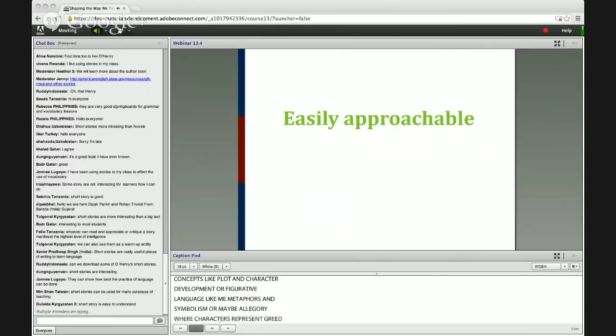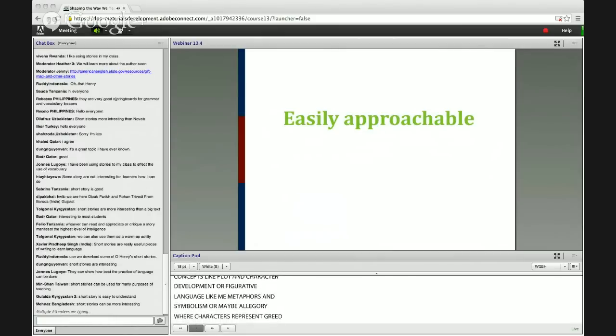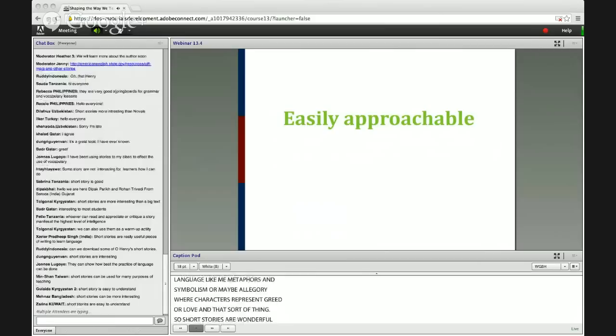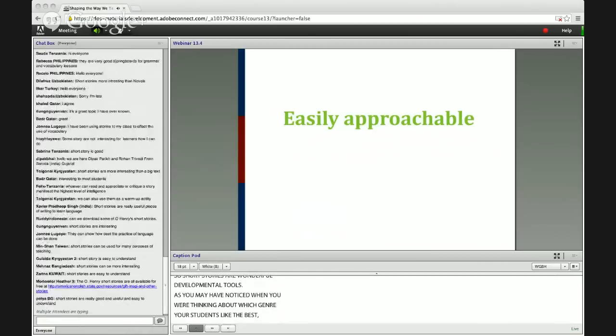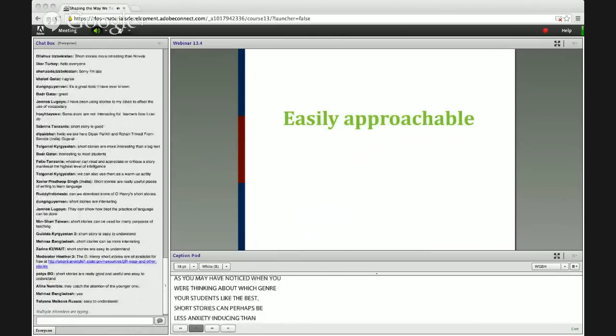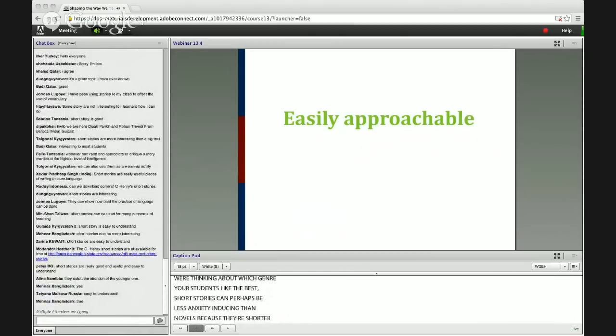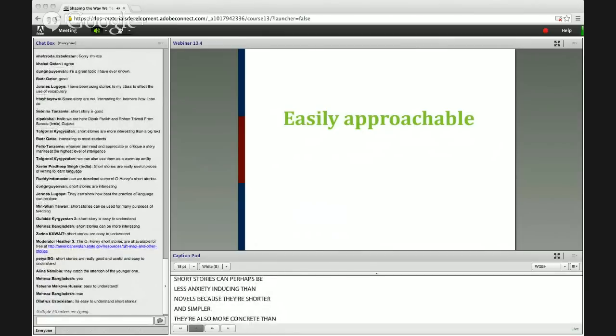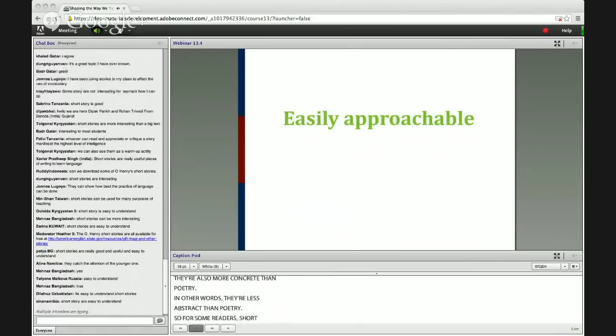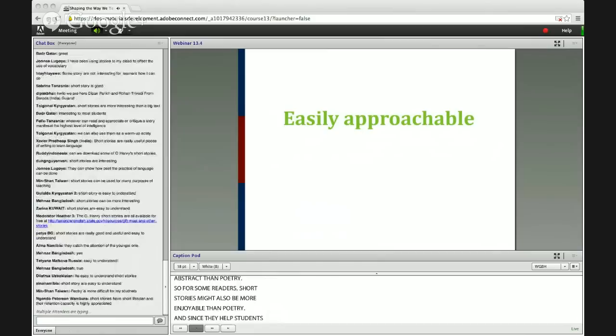And as you all may have noticed when you were thinking about which genre your students like the best, short stories can perhaps be less anxiety-inducing than novels because they're shorter and simpler. They're also more concrete than poetry. In other words, they're less abstract than poetry. So for some readers, short stories might also be more enjoyable than poetry. And since they help students exercise their imaginations, for some they might be more entertaining than news articles or essays.